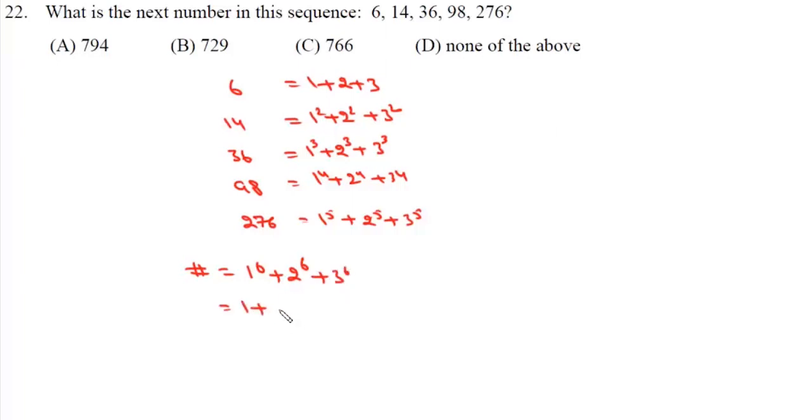Now this is 1 plus 64 plus 729, and there will be 794, and that's your option A.